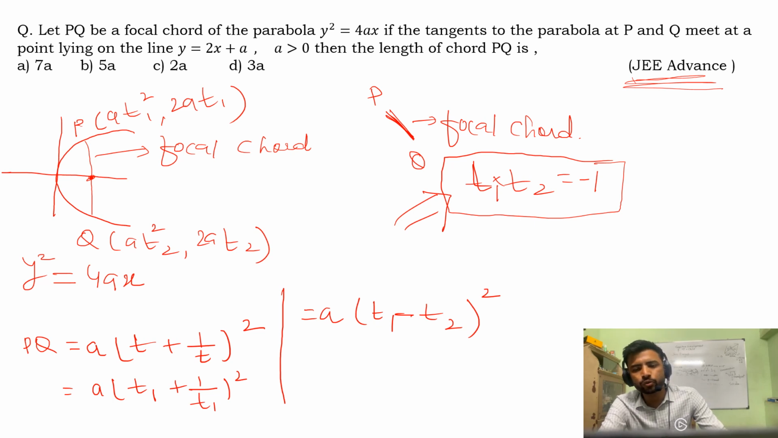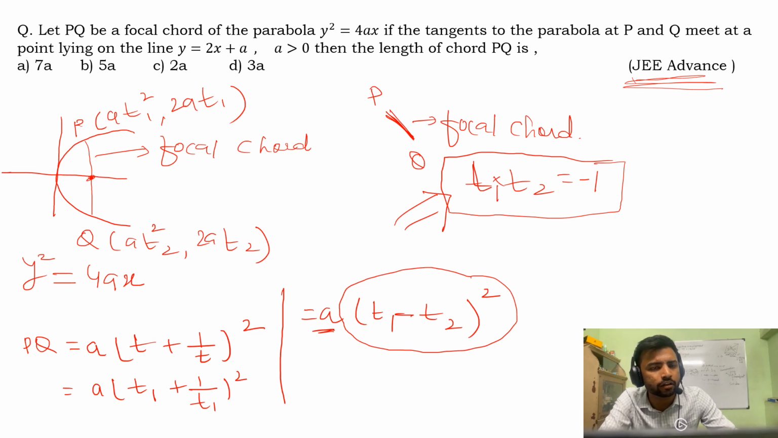Now what we have to do? We have to just find the value of t1 minus t2 whole square. If we can find this value, then we'll put the value in this equation, and a will remain as it is, because the options are 7a, 5a, 2a, and 3a. So we have a as it is in all the four options, so we don't touch a, we only find the value of t1 minus t2 whole square.